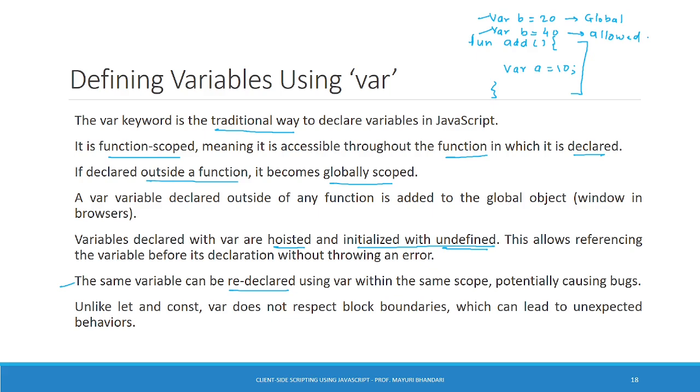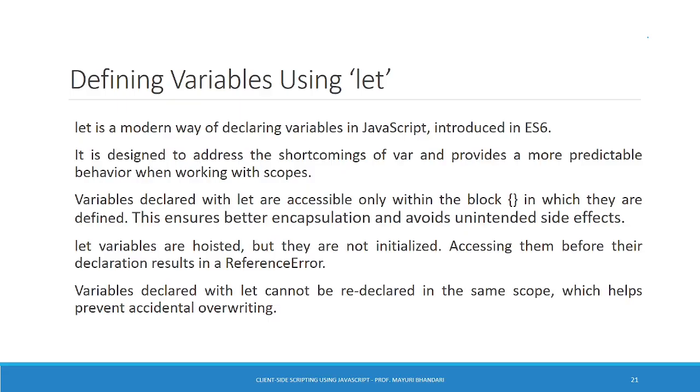Okay, let us see in detail about let. Let is a modern way of declaring variables in JavaScript which is introduced in ES6. It is designed to address shortcomings of var and provide more predictable behavior when working with scopes. Now, when we define any variable with let, it is accessible only within the block in which they are defined. This creates less confusion and provides better encapsulation, and it also avoids unintended side effects.